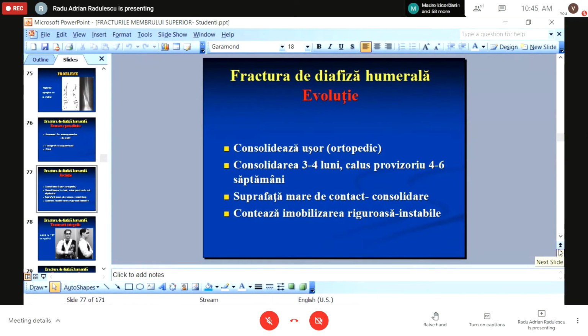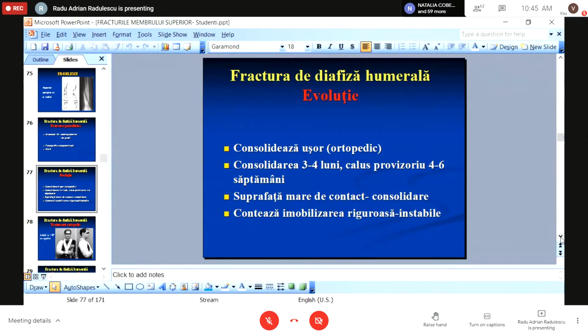Well, the evolution of this fracture is usually towards union. These fractures usually unite easily, and the full union of the fracture will occur in 3 to 4 months, and the primitive callus will usually occur about 4 to 6 months. In the orthopedic treatment of these fractures, it's very important to obtain a very solid immobilization of the fracture site in order to get the union.